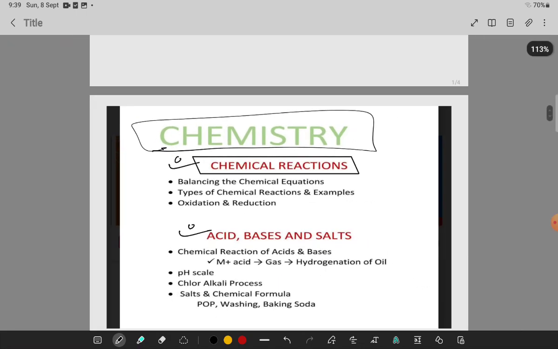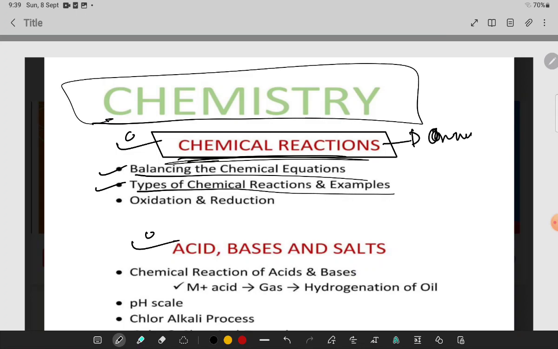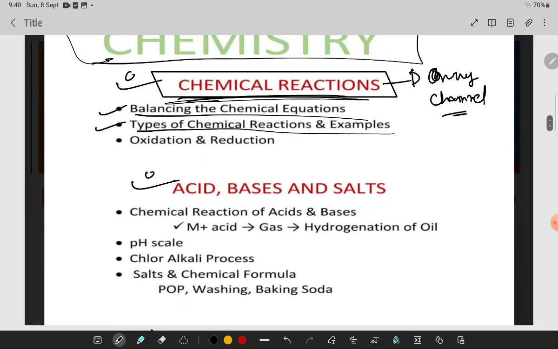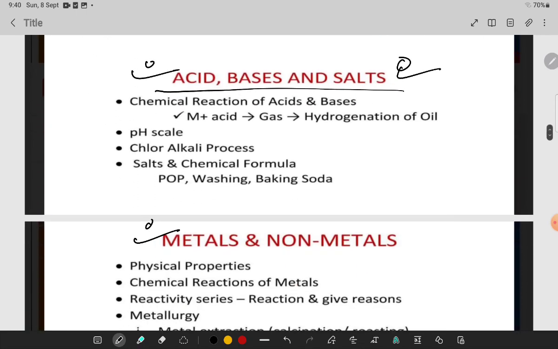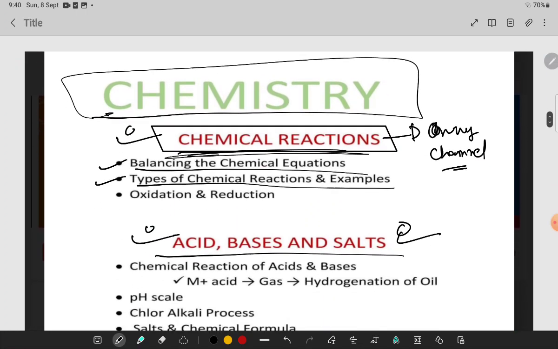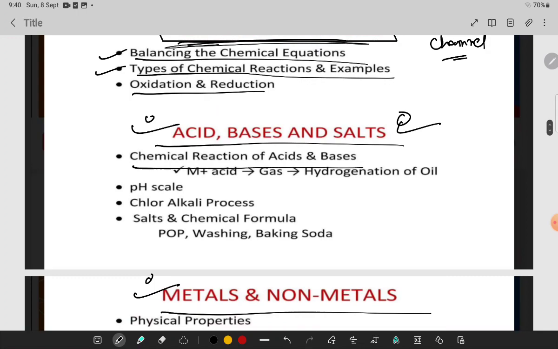So you can see in chemical reactions there are 3 topics: balancing the chemical equation, types of chemical reaction, and examples. I have completed this chapter on my channel, so you can visit my channel and see it. Okay, and I have uploaded the acid base and salt video also, and I will upload metal and non-metal very soon. Then oxidation and reduction, chemical reactions of acid base, pH scale, chlor-alkali process, salt and chemical formulas, etc.